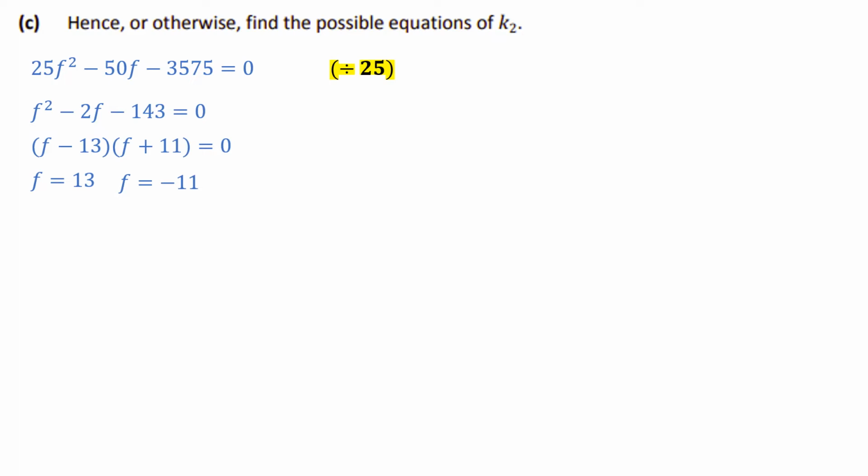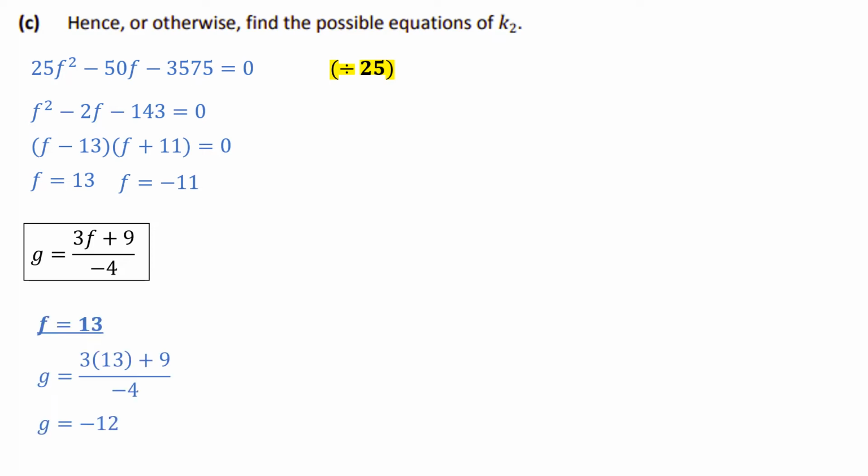I'm looking for equations of K2. So I also need my G, and I then also need to make the equations. So here's my G that I isolated earlier on. I have 3f plus 9 over minus 4. So when I sub in f equals 13, I get G equals minus 12. That gives me a center of 12, minus 13.